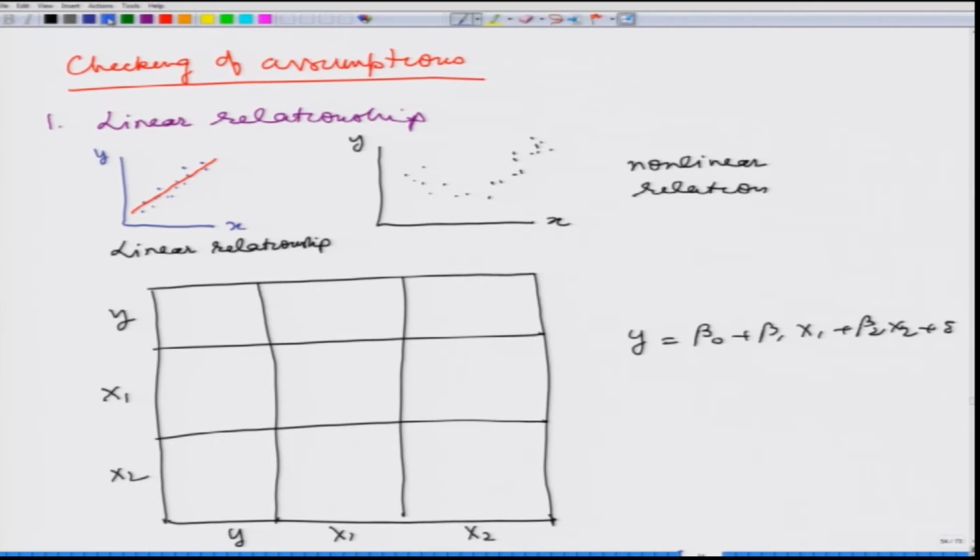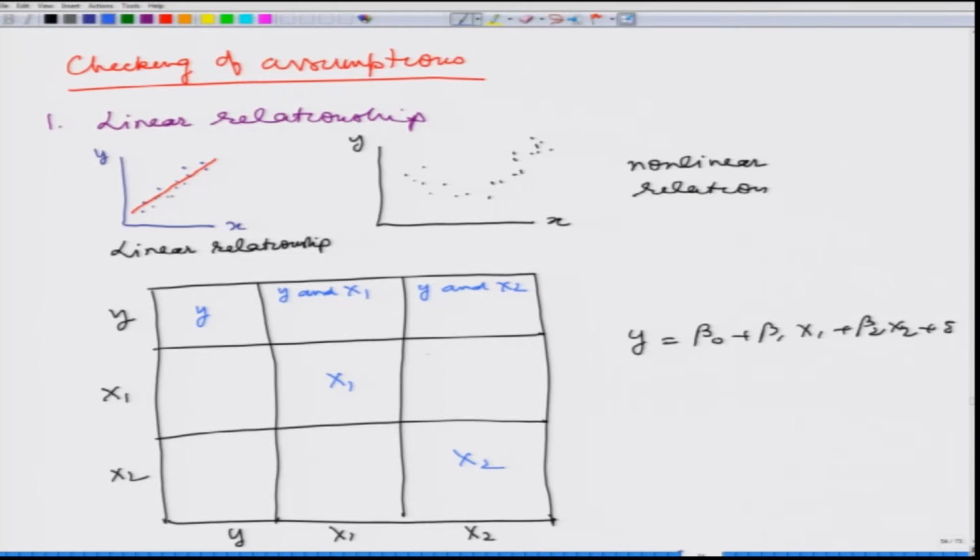Now, in this case, on the diagonal elements we are going to get a relationship between y and y, x1 and x1, and x2 and x2, which has no meaning for us. Now, here in this block, we will be getting a relationship between y and x1, and here a relationship between y and x2.